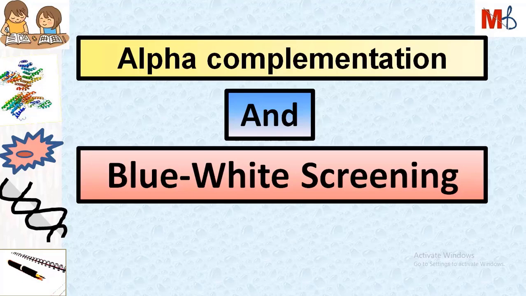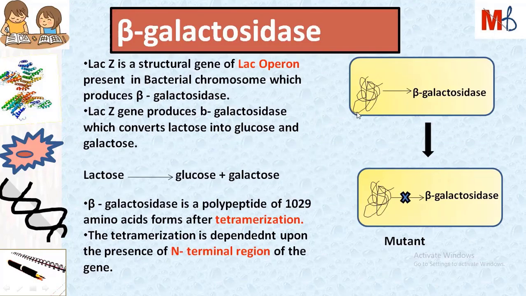Here in this video we will talk about alpha complementation and blue-white screening. We will also see the role of beta-galactosidase enzyme and how it converts X-gal into blue color product. We will also see the role of insertional inactivation and how it is related here with this alpha complementation. So let's move on to the topic.